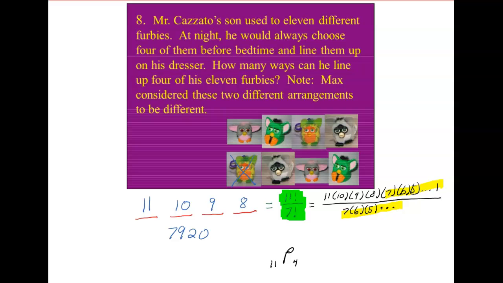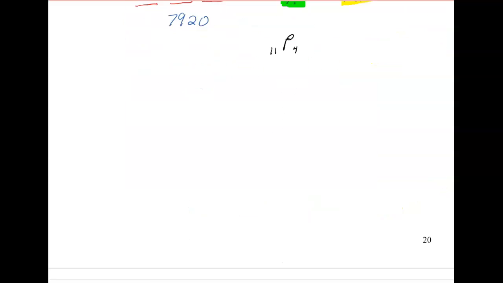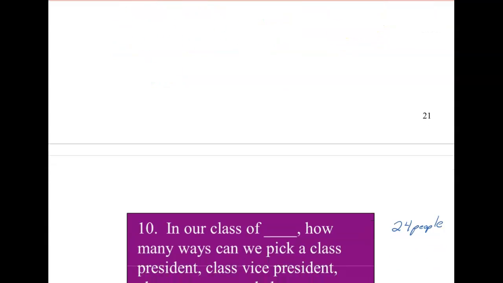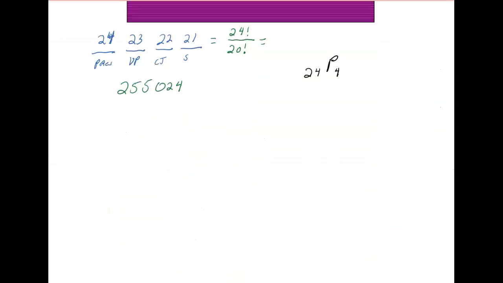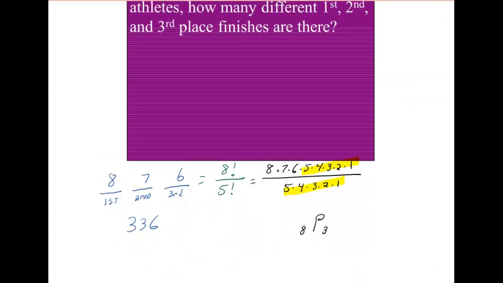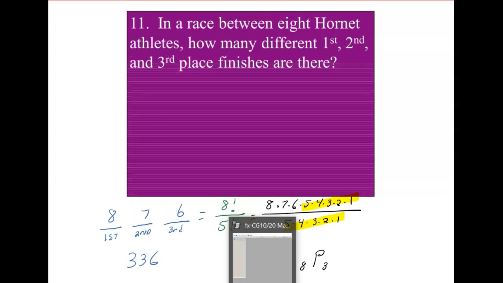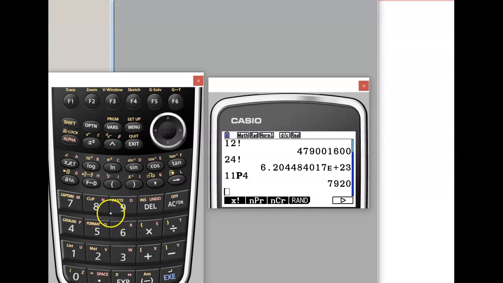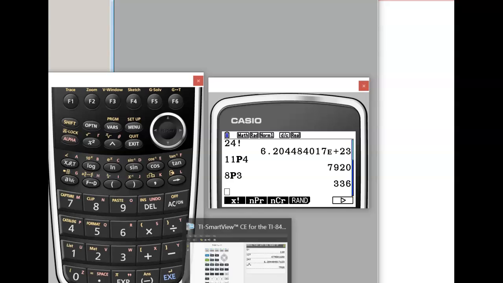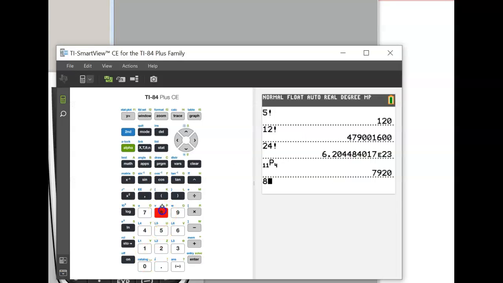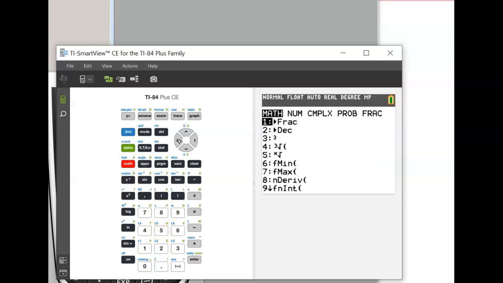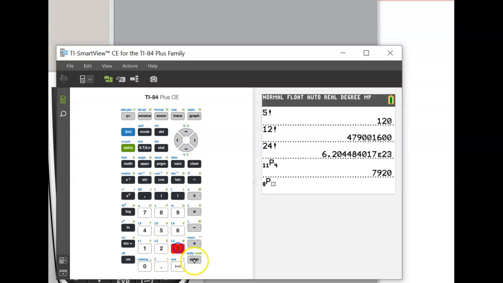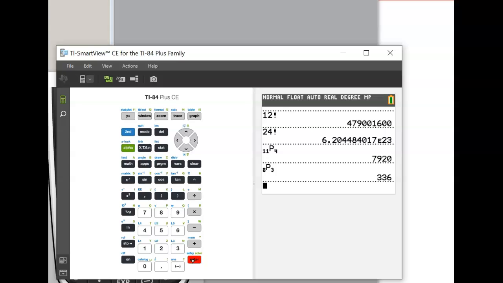If we go back to the handout and let's take a look at a different problem, let's do the race problem. So on the Casio, 8, press F2, 3. Notice you get the same answer. On the TI, 8, math, move over to PROB, and you press number 2, 3. Notice you get the same answer.